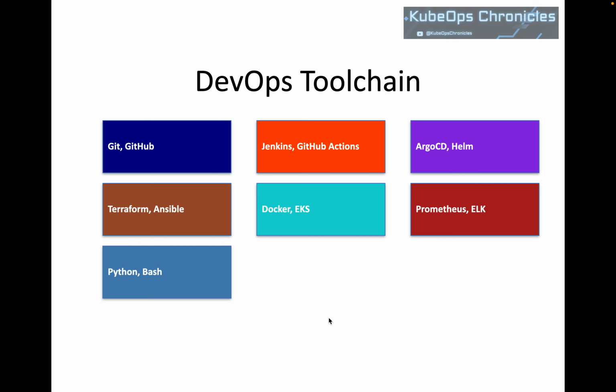As I said, for committing code, that's Git and GitHub. Then we have build and test. We use Jenkins, GitHub Actions, Circle CI. For infrastructure as code, Terraform, Ansible. For containerized applications, Docker, EKS, Argo CD, Helm to deploy applications, Prometheus for logs to monitor, and to automate them we use Python and Bash.